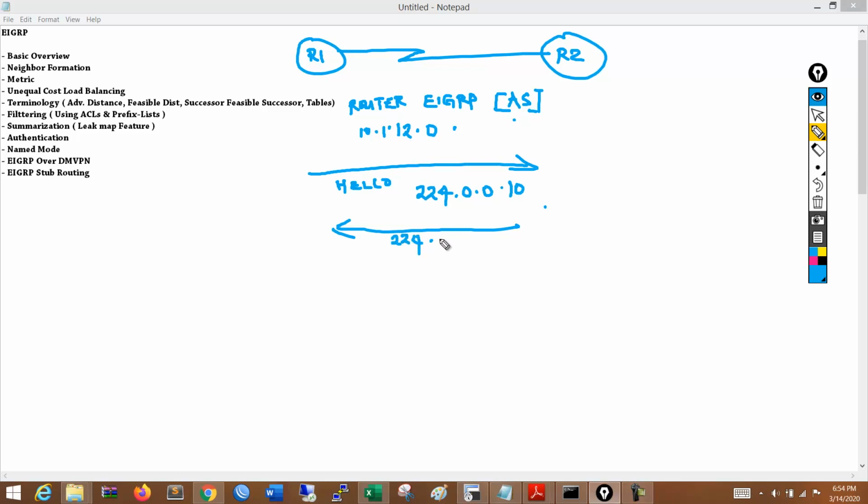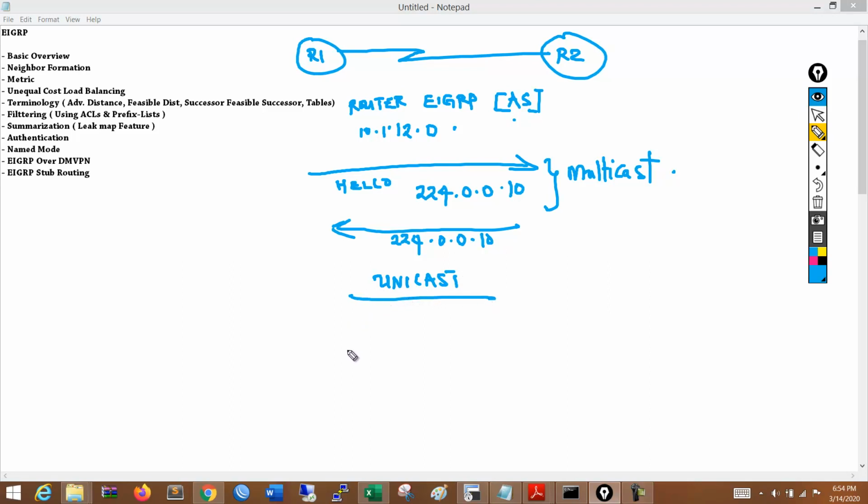This is how EIGRP discovers neighbors. It sends a hello to the same multicast address. Once this neighbor is discovered, every other thing, neighbor discovery is via what? Multicast in EIGRP. So once the neighbor is discovered, they can now exchange routing and topology information via unicast.